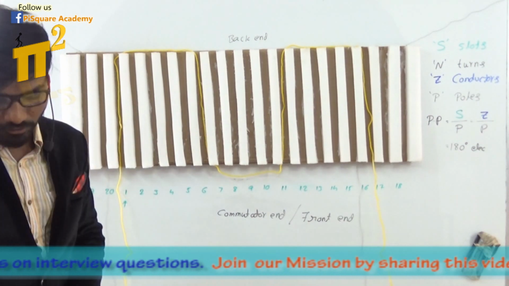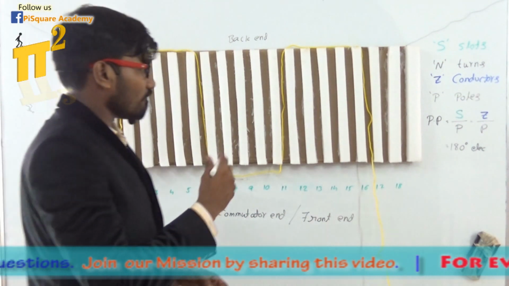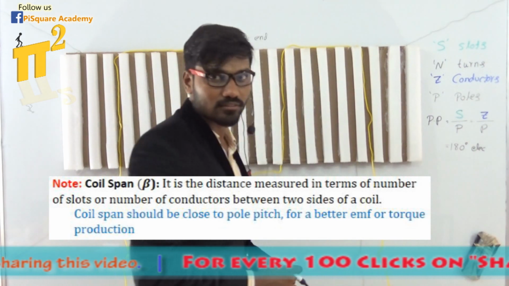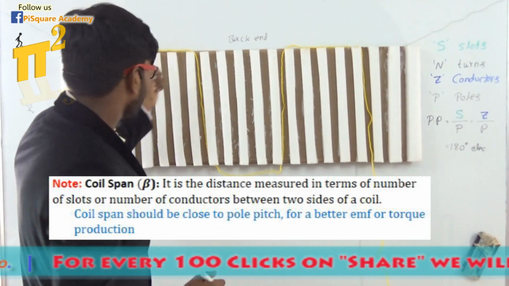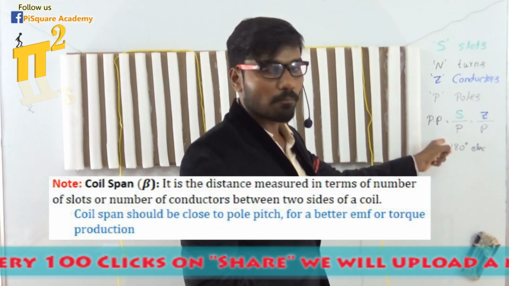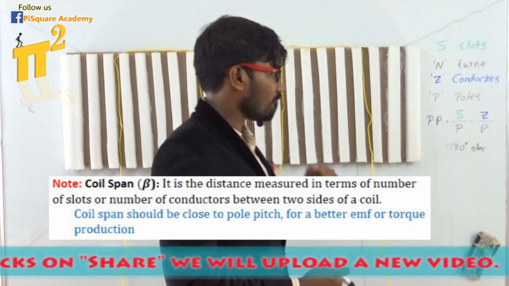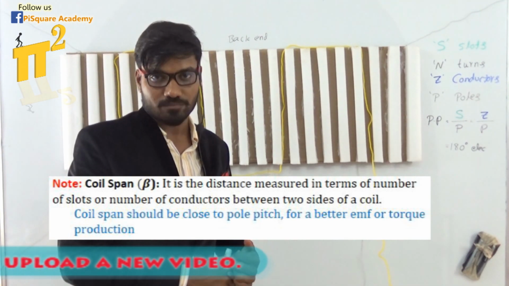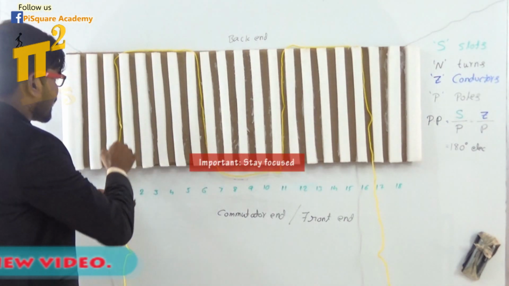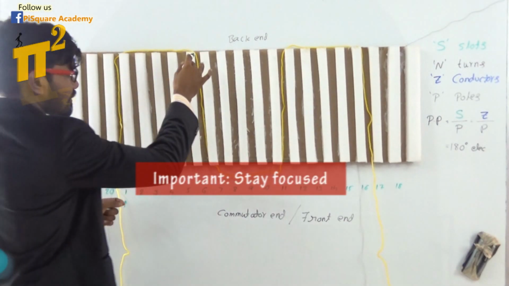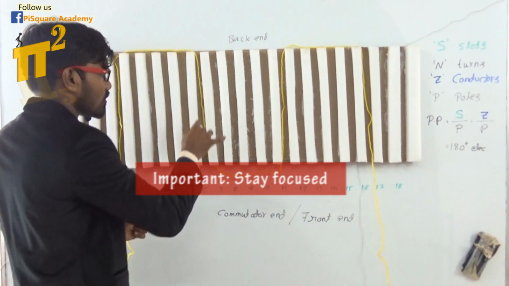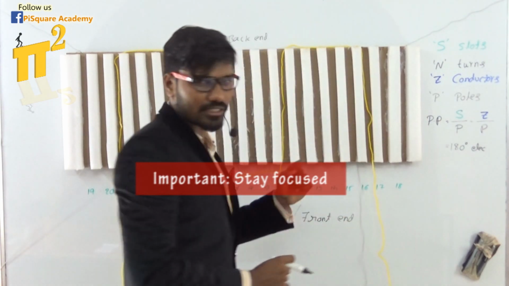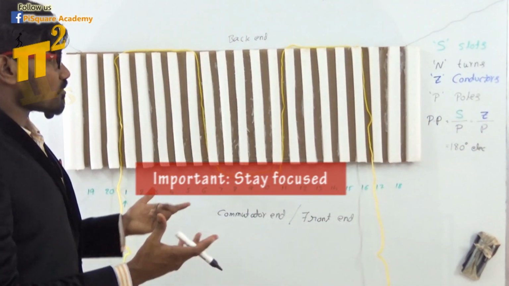And this coil span, we should try to maintain close to 180 degrees. We should maintain coil span equal to pole pitch, for the better addition of voltages, or if it is a motor, for the better torque production. Which means, if this conductor is under the north pole, this conductor must be under the influence of the south pole. And here this must be under north pole, and this must be under south pole. We should try to maintain that. But of course, it's not always possible.